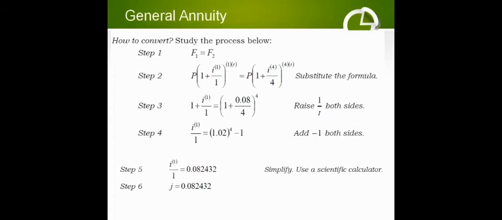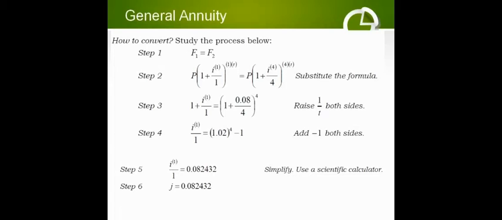Okay, let's study the conversion. Step 1, F sub 1 is equal to F sub 2. Step 2, substitute the formula. The formula for the future value, or F sub 1, the future amount for 1 year, is P times quantity 1 plus I raised to 1 over 1, all raised to 1 times T. That is our first F.